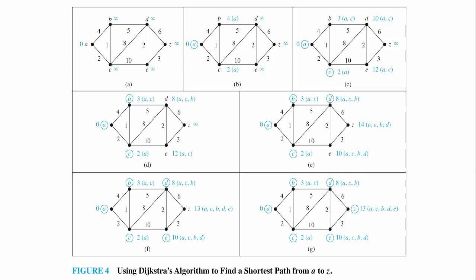Take as the inductive hypothesis the following assertion. At the kth iteration, the label of every vertex V in Sk is the length of a shortest path from A to this vertex.